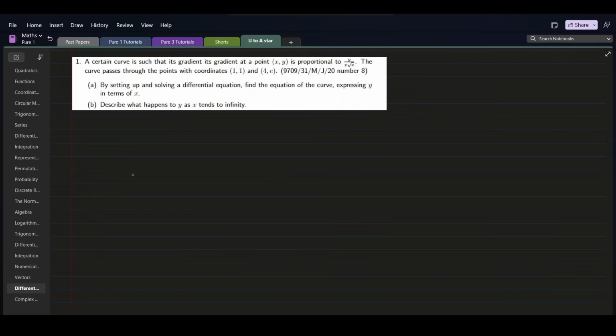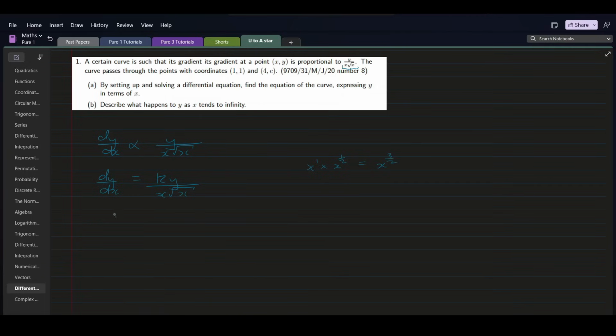Okay, so we are given that the gradient of a certain curve at a point x, y, so that would be dy/dx, is proportional to y over x root x. So we can write this as dy/dx is equal to k, which is the constant of proportionality, times y over x root x. We can write x root x as x times x to the power half. And using laws of indices, we know that we simply add our powers since we have the same base, and this becomes x to the 3 over 2.